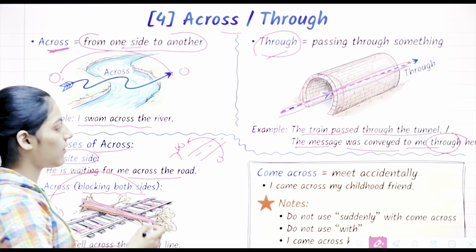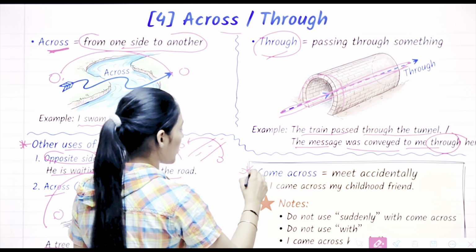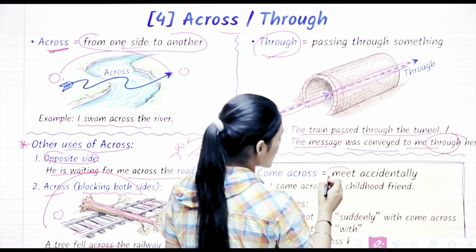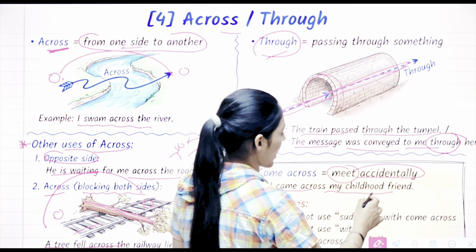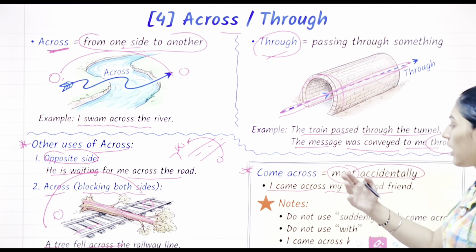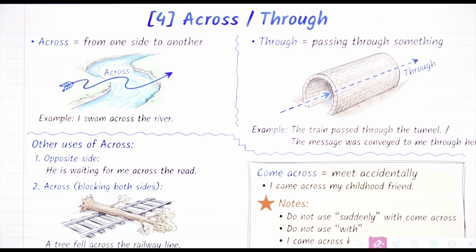All right. Now here we have one more is come across. Come across means meet accidentally. For example, I came across my childhood friend. Like I met accidentally with that person.